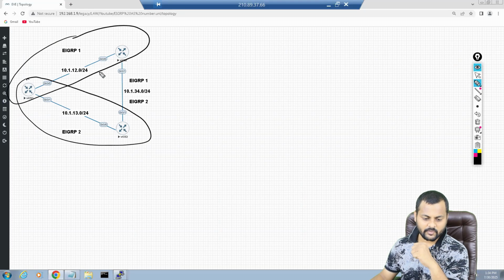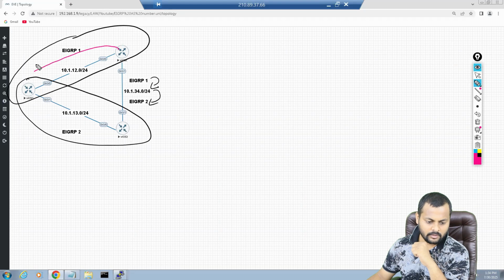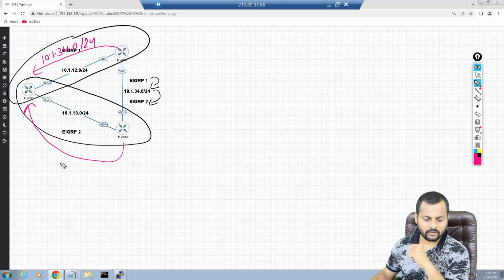Now the interesting point over here is this network between R2 and R3, the 10.1.34.0/24 network, which is present in EIGRP number 1. At the same time, it's present in EIGRP number 2 as well. Now, what happens in that case? R2 is going to advertise this route, 10.1.34.0/24, to R1 via EIGRP number 1. Same thing, R3 is also going to advertise this route to R1 via EIGRP number 2, right?